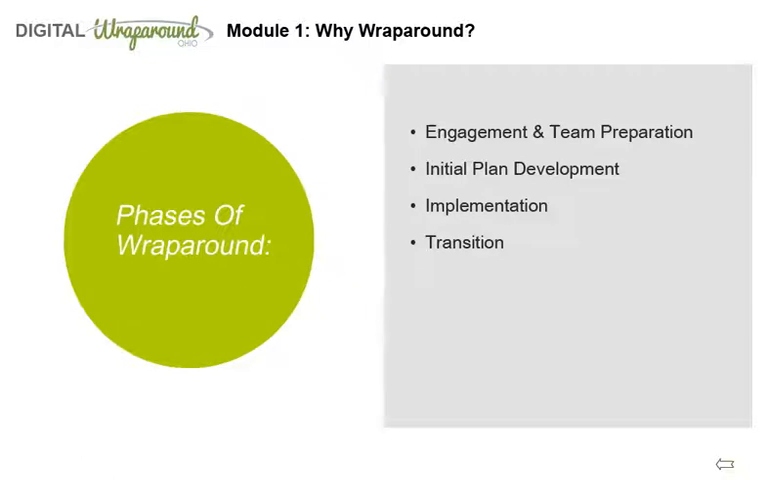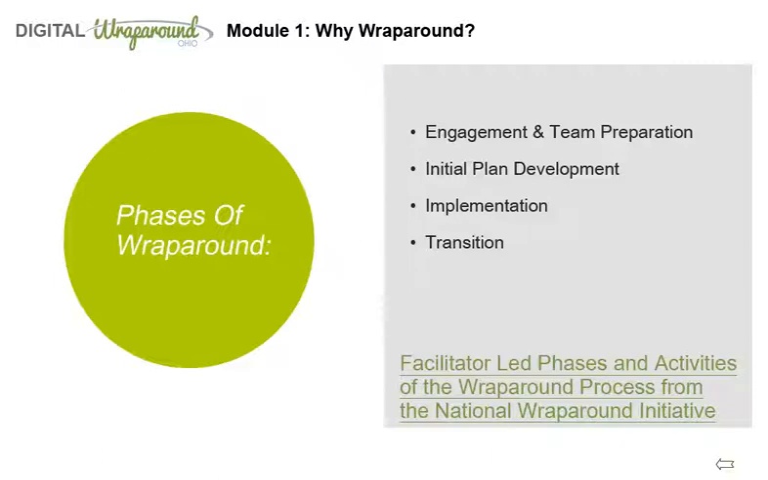For example, even though a lot of groundwork is done in the engagement phase, discovering family and team strengths, this work continues throughout the process. The elements in the transition phase, which are highlighted, are started with the work in engagement and team development. Click on the facilitator-led phases if you would like to read more on the phases of wraparound, then close the window and push the forward arrow to continue.